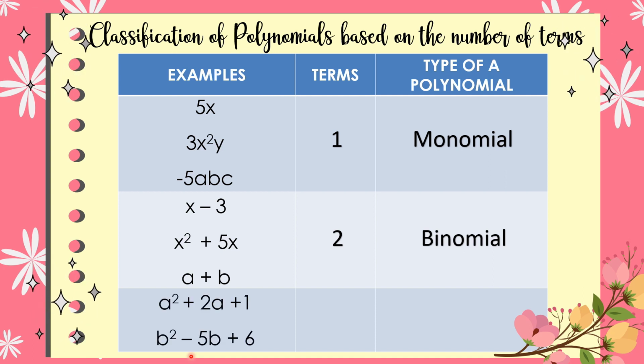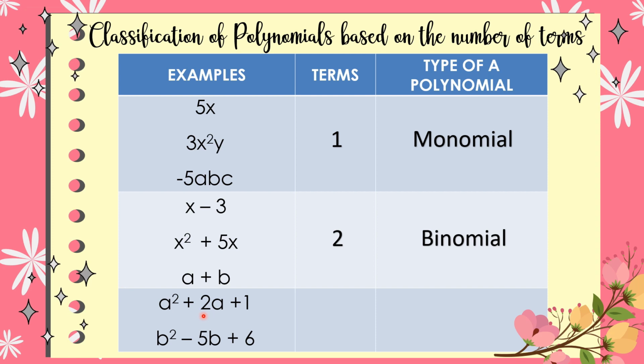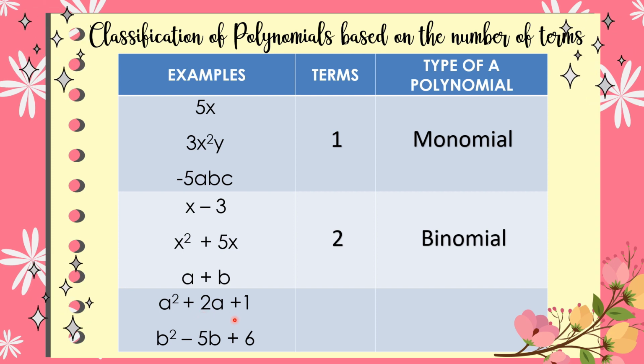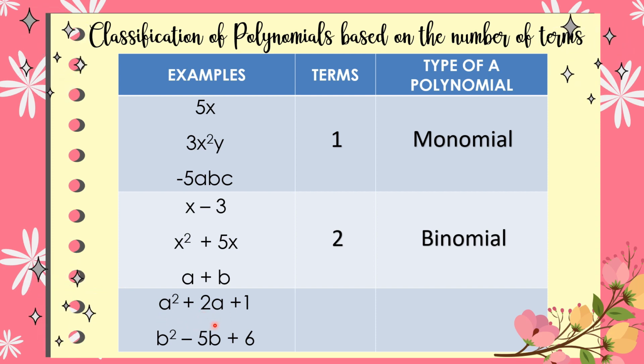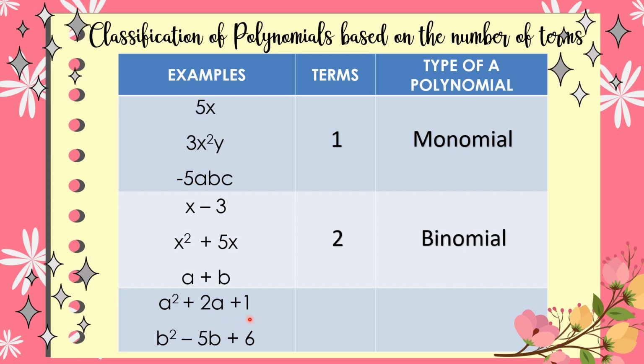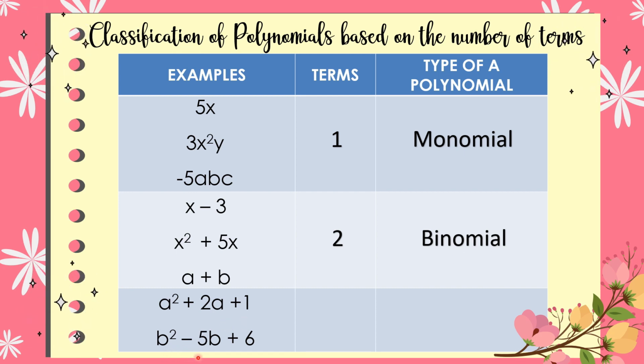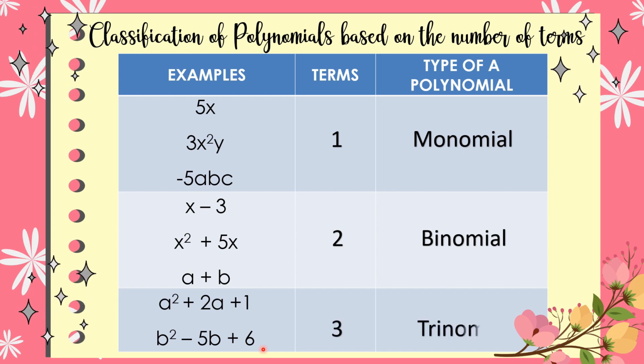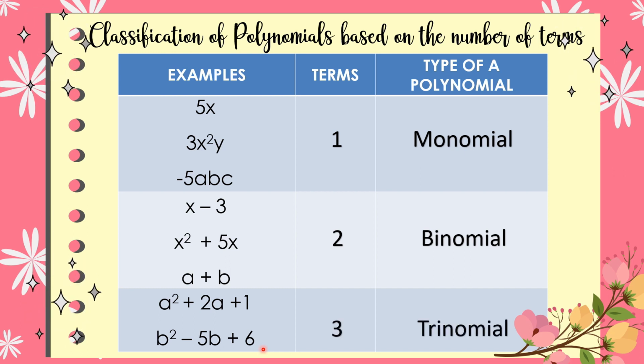Next example, a squared plus 2a plus 1. Napansin natin na meron na tayong isa, dalawa, tatlong terms. Yung b squared minus 5b plus 6, tatlo din ang terms nila. At tatawagin natin silang trinomial.